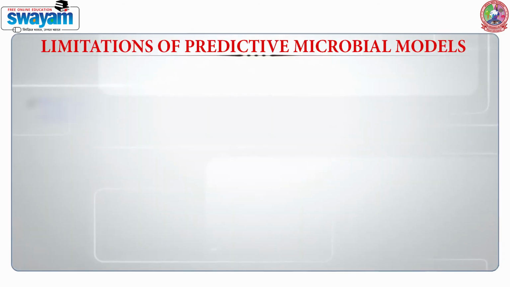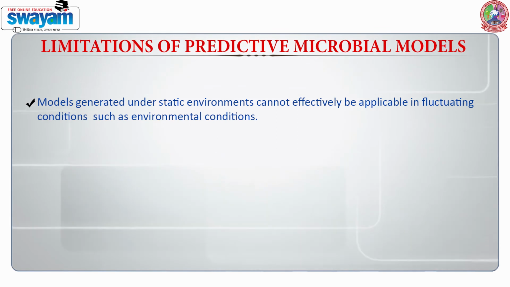These predictive models are usually developed based on the data which is generated using laboratory media. These cannot be extrapolated to food systems, and even after they are validated in foods, they might not have a widespread application in the diverse food industries. Why? Because microorganisms are going to behave differently under different products and under different sets of conditions. Models generated under static environments cannot be effectively applicable in fluctuating conditions.